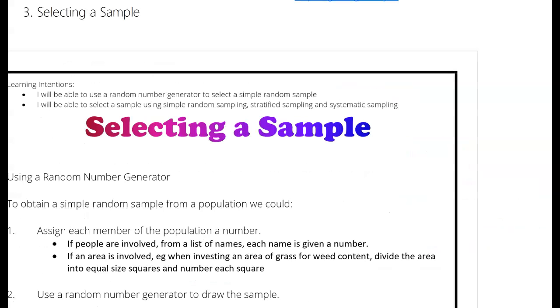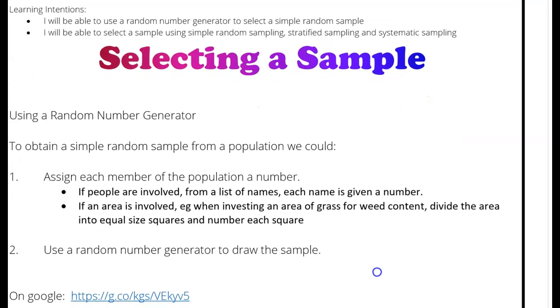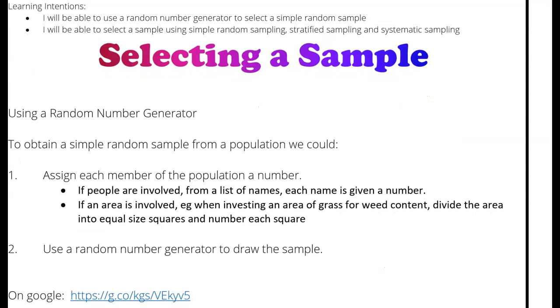But what I wanted to have a look at formally today is this idea of using a random number generator to select a sample. We haven't done that before, and I thought you might find this interesting. I found a site that does a really quick, simple way of using a random number generator to help you select a sample. The idea is that each member of the population is assigned a number. That could be people, but it doesn't have to be.